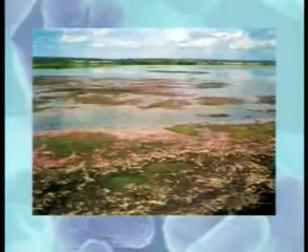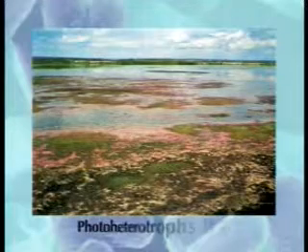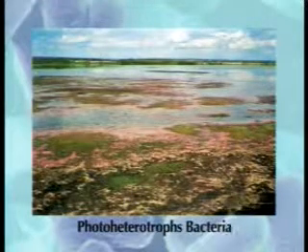Some photosynthetic bacteria use organic matter as their electron donor and carbon source. These photoorganotrophic heterotrophs, which we also call photoorganoheterotrophs, are common inhabitants of polluted lakes and streams.